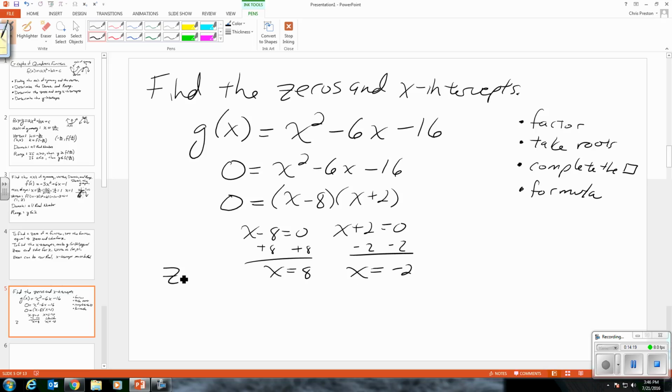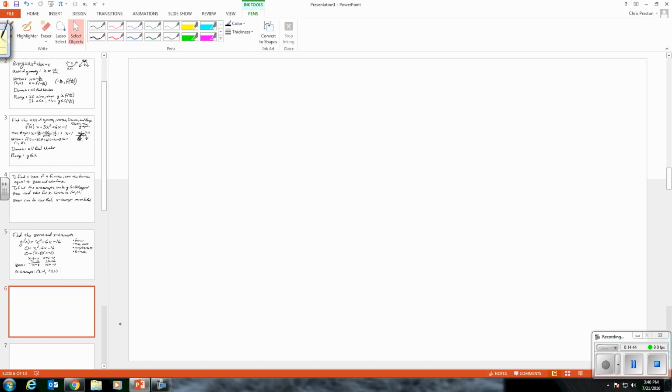These are the zeros. So if I say give me the x-intercepts and you say 8 and negative 2, you're not giving me the x-intercepts. You're giving me the zeros. But these are related to the x-intercepts because the x-intercepts are 8, 0 and negative 2, 0. X-intercepts are points. Zeros are just values. So there's that connection between those two. Now, let me do another one of these.